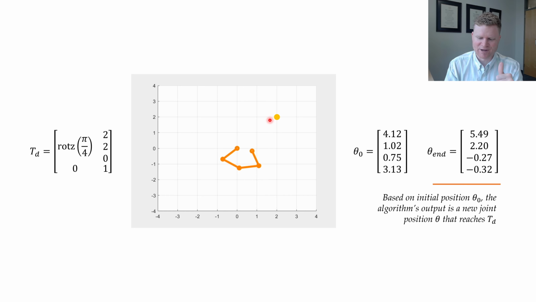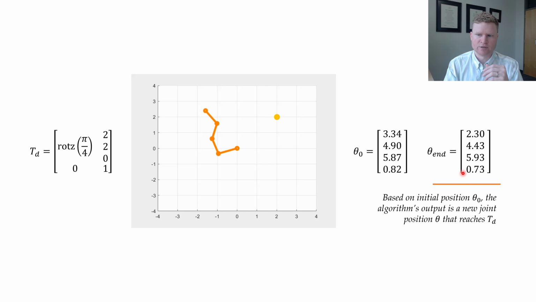All right. So there we go. That's an example of success with our algorithm. We started off with some initial joint value. I gave my robot this desired transformation matrix, and I was able to find the joint value that will achieve that transformation matrix. I solved my inverse kinematics problem. Let me show you another example.